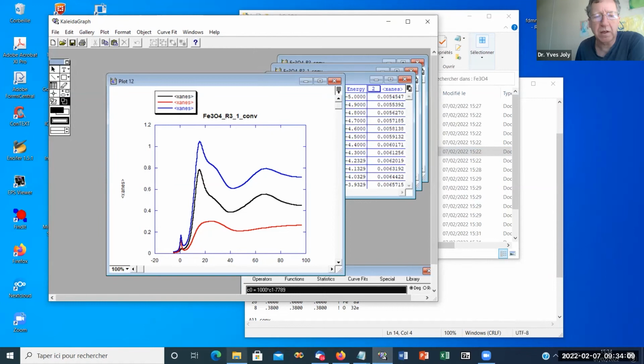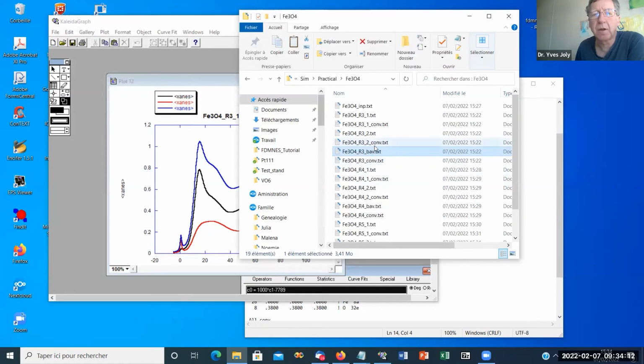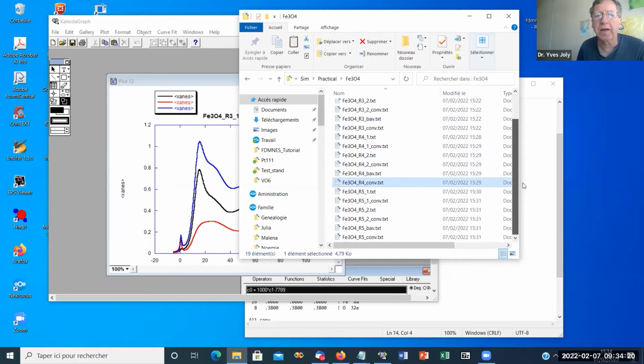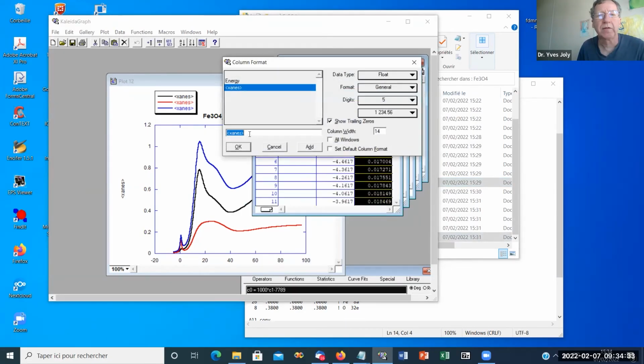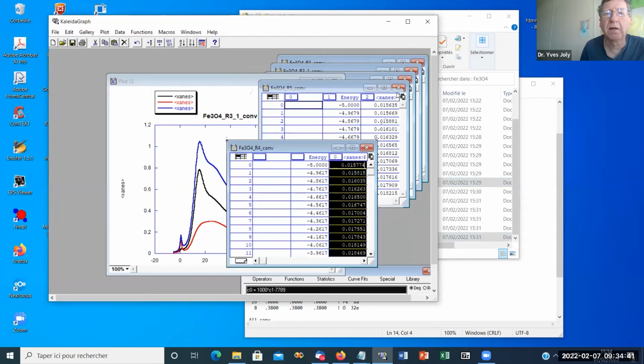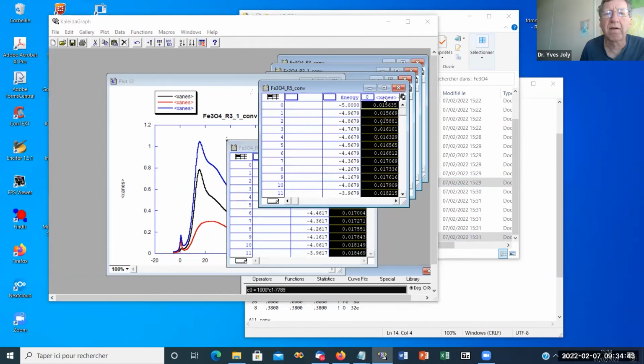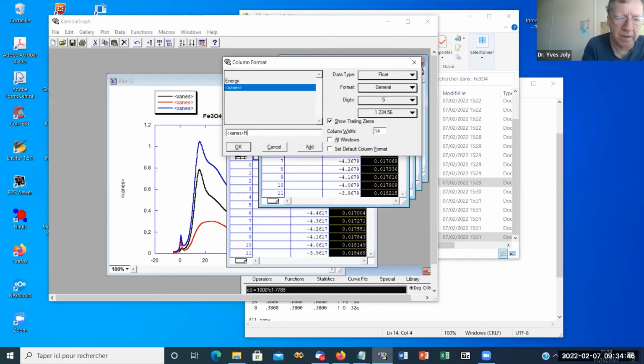So maybe I go to check only the total signal for the other radius. So, R4 and R5.